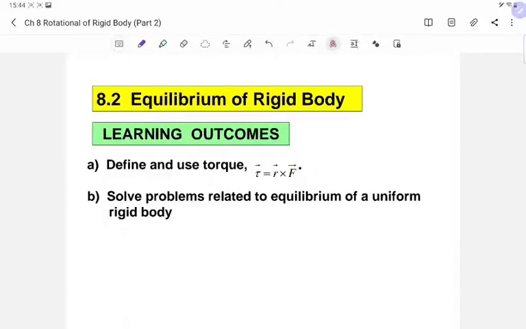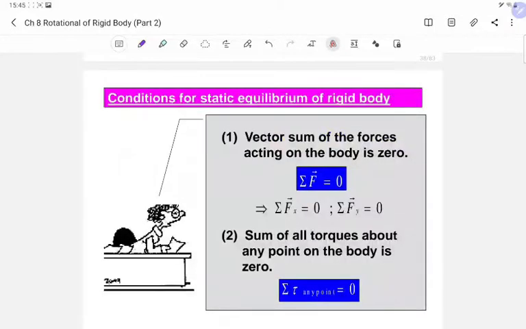Second part of 8.2, equilibrium of rigid body. So in this video, we're going to solve a problem related to equilibrium of a uniform rigid body. Okay, so for the conditions for static equilibrium of a rigid body, you need to remember two things.